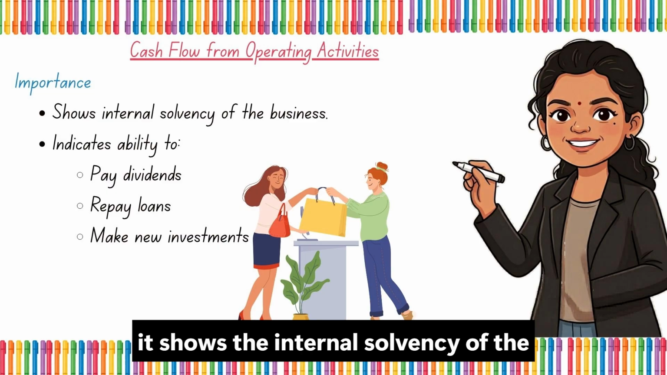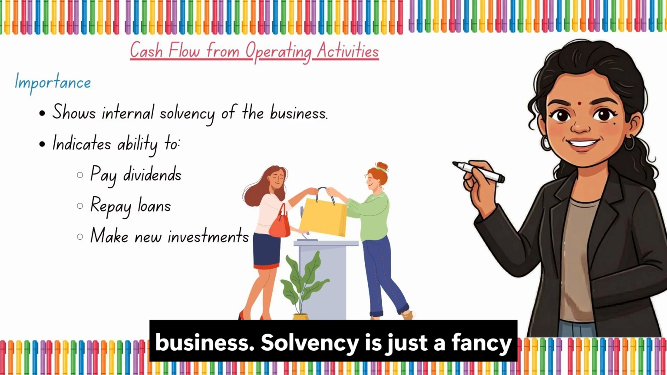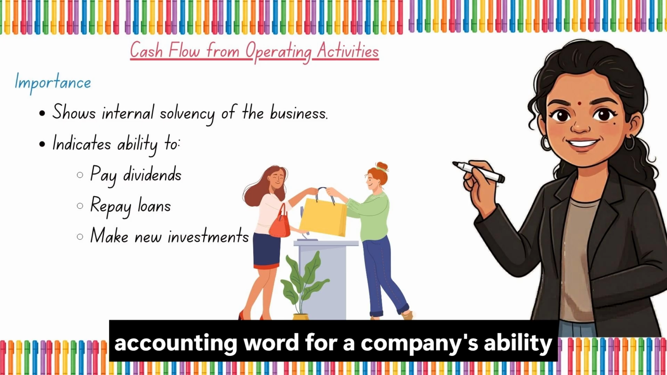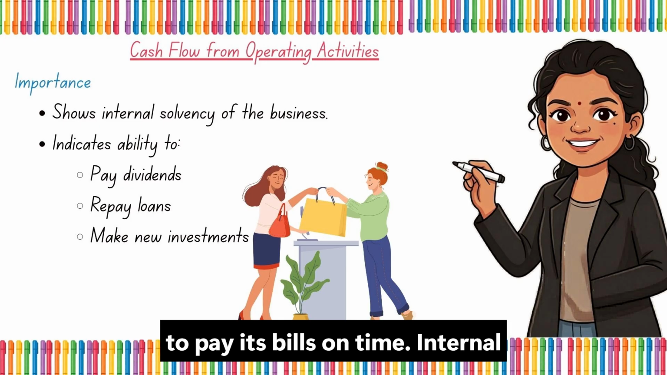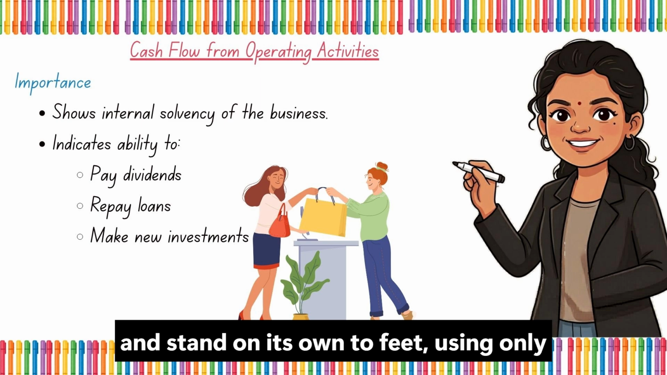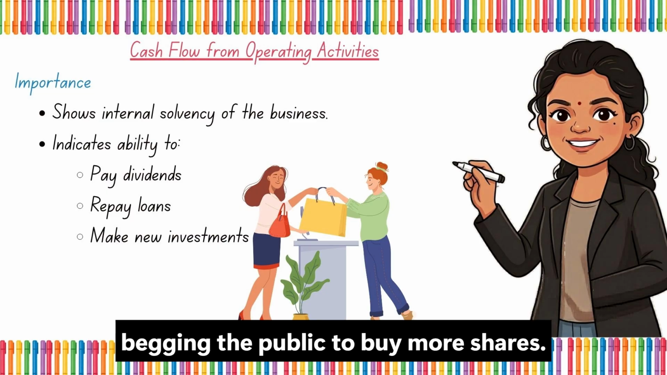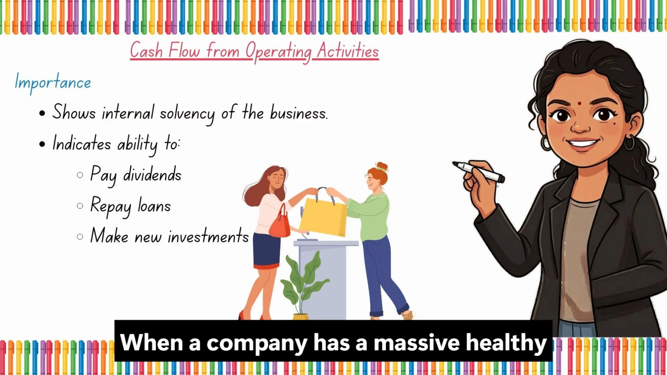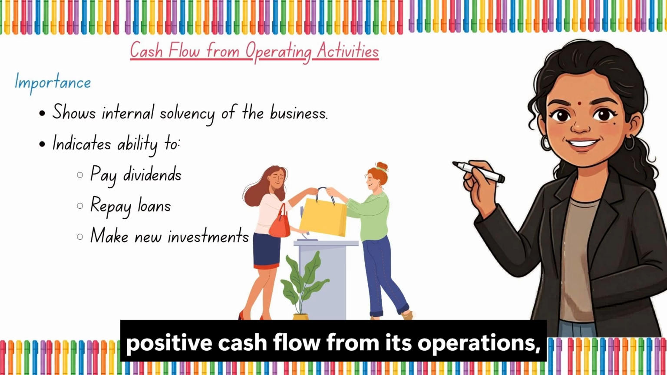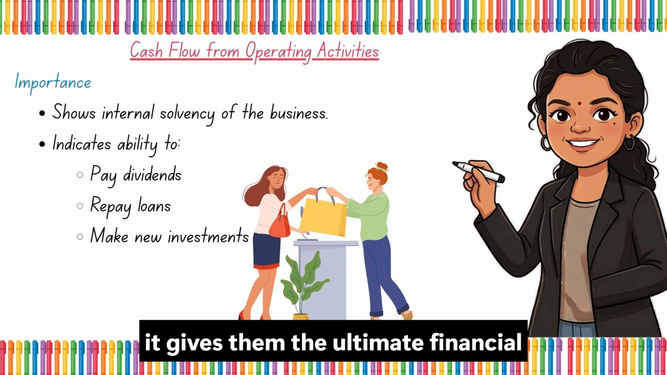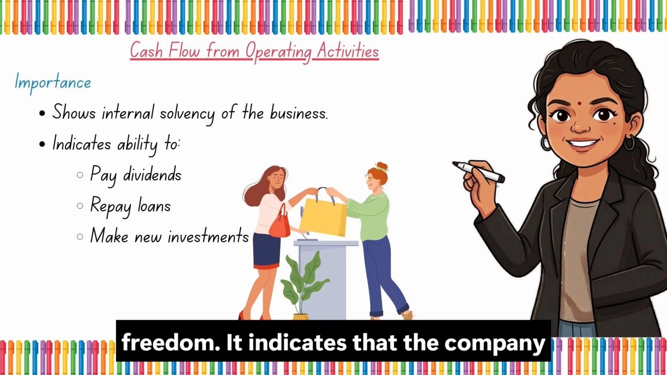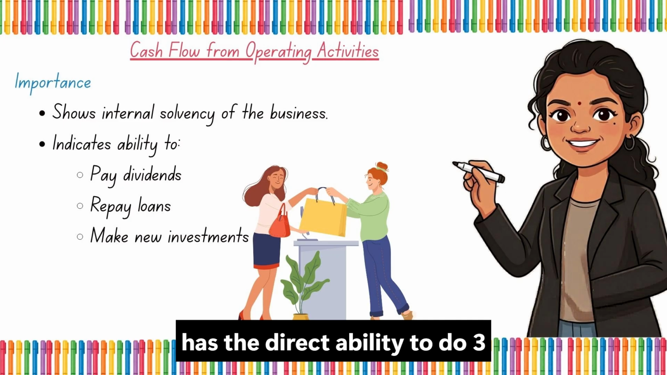First one, it shows the internal solvency of the business. Solvency is just a fancy accounting word for a company's ability to pay its bills on time. Internal solvency means the business can survive and stand on its own 2 feet using only the money generated from its core shop, without begging banks for loans or begging the public to buy more shares. When a company has a massive, healthy, positive cash flow from its operations, it gives them the ultimate financial freedom. It indicates that the company has the direct ability to do 3 incredible things.